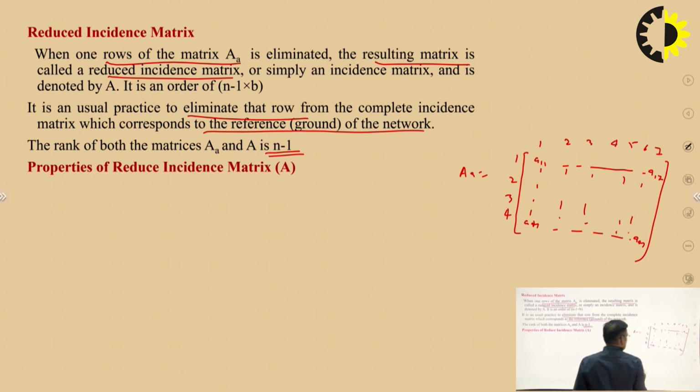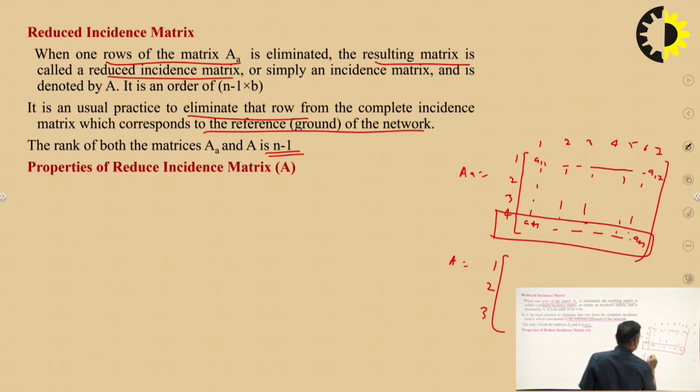Okay, so we eliminate. Suppose this node 4 is the reference node. So this A is of 1, 2, 3, and the number of columns will be the number of branches. So this is the reduced incidence matrix. So there are some properties.